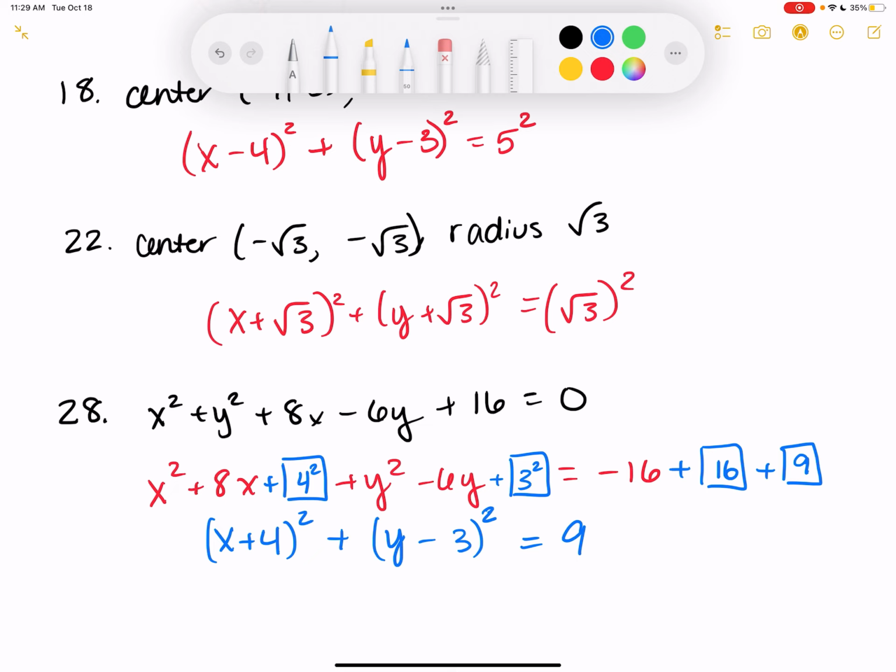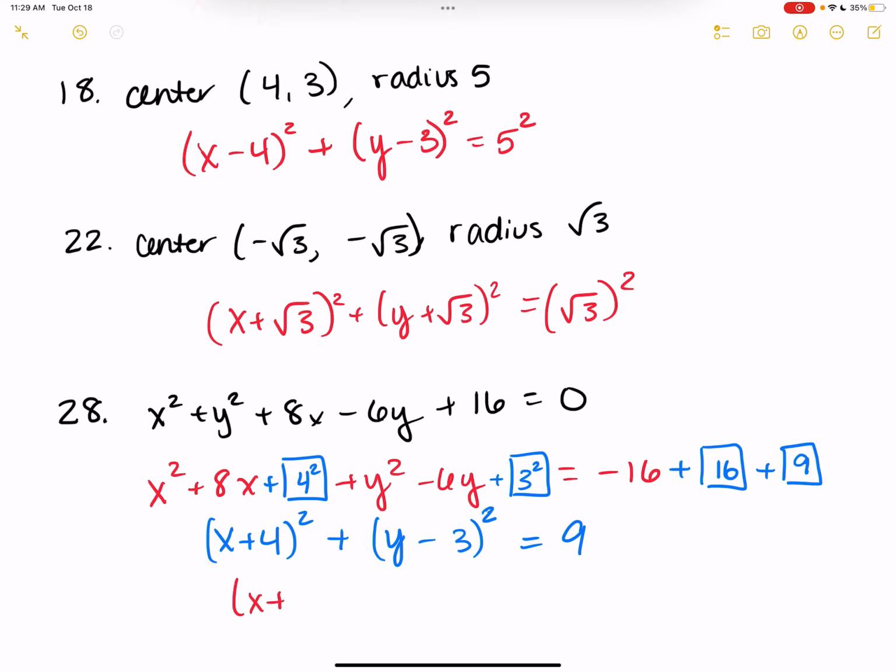That's the answer? The only thing the book is going to do, which if you leave it this way it's okay, but the book will write it as x plus 4 squared plus y minus 3 squared equals 3 squared. We're not doing that, right? As long as you have one of those two things, I'm okay with it.